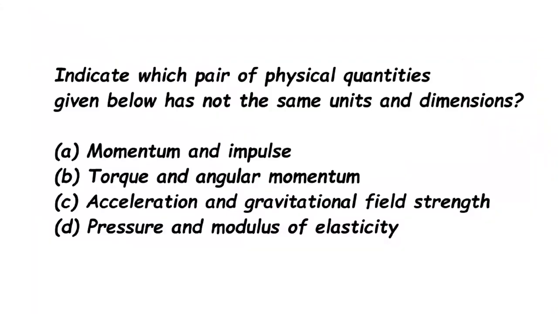Indicate which pair of physical quantities given below has not the same units and dimensions. Option A, momentum and impulse. Option B, torque and angular momentum. Option C, acceleration and gravitational field strength. And option D, pressure and modulus of elasticity.